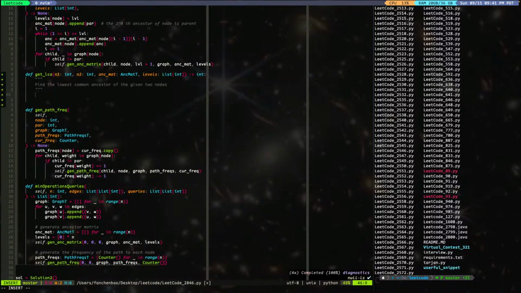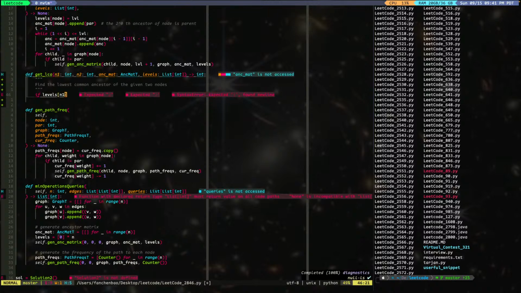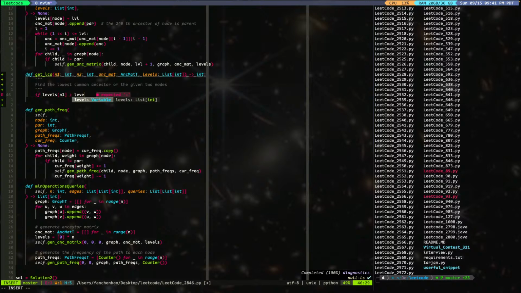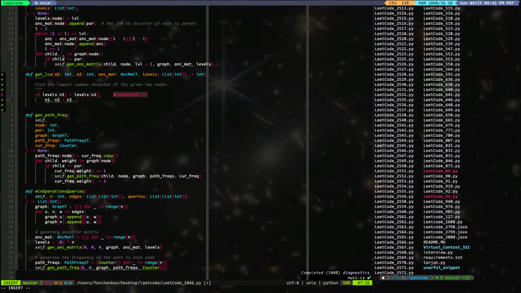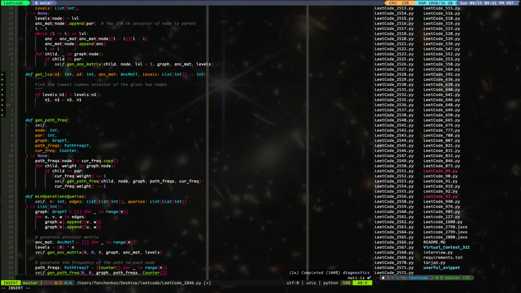Okay, so levels is going to be a list of integers. We basically say if levels n1 is larger than levels n2, we swap them, because I want n1 to have a lower level than n2. So n1, n2 becomes n2, n1. Once we do that, we have L1, L2 equal to the levels.